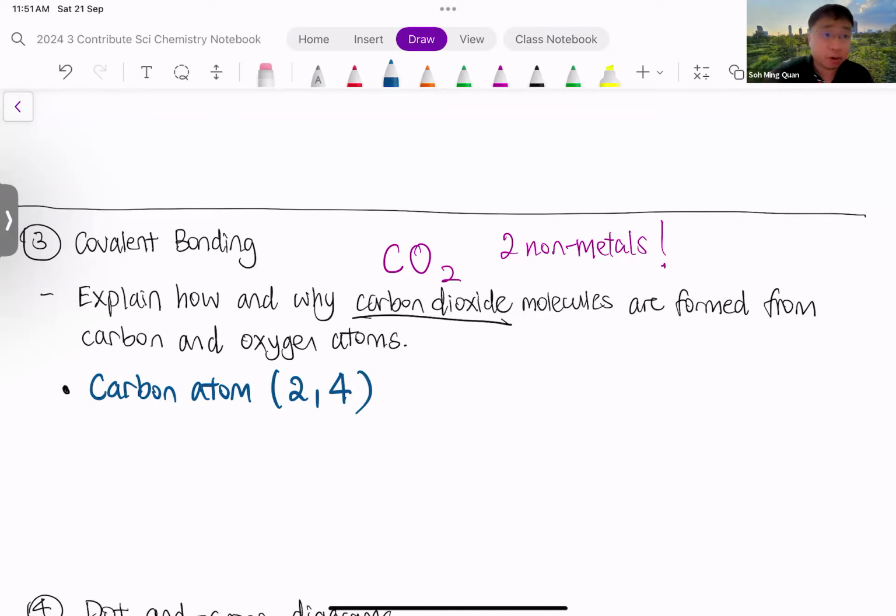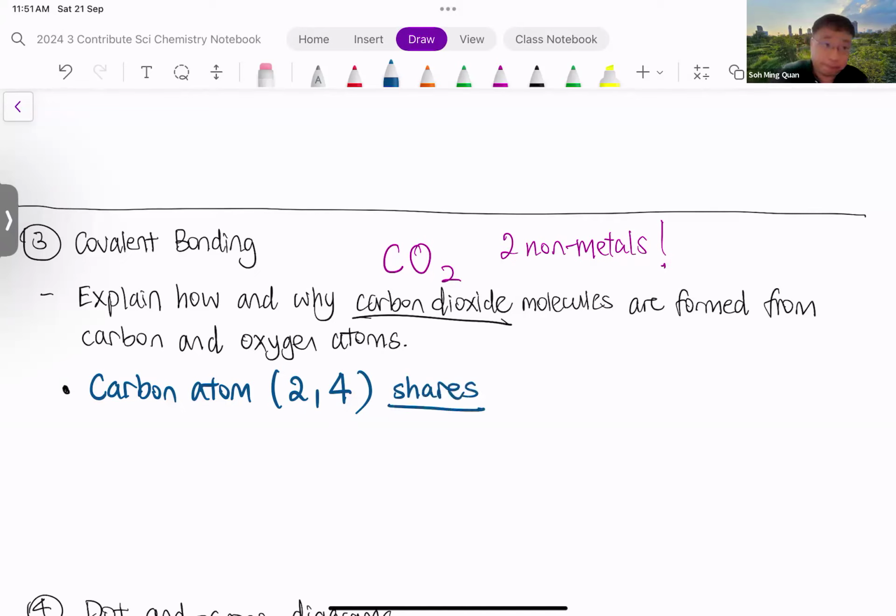Obviously, this is not stable because the outermost shell only has 4 electrons. It's not a fully filled outermost shell. So now what would you do? Carbon cannot lose or gain electrons with oxygen because they are both non-metals. Only metals can lose electrons. Carbon can't. But carbon can do this.